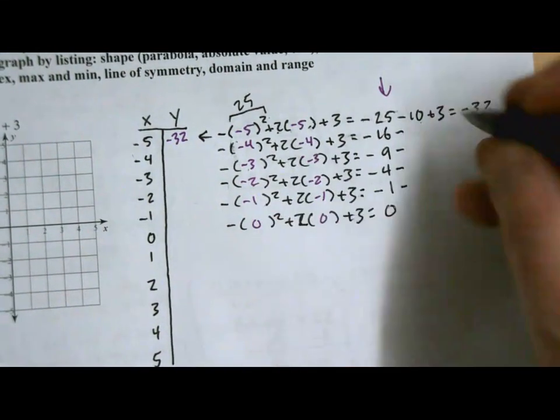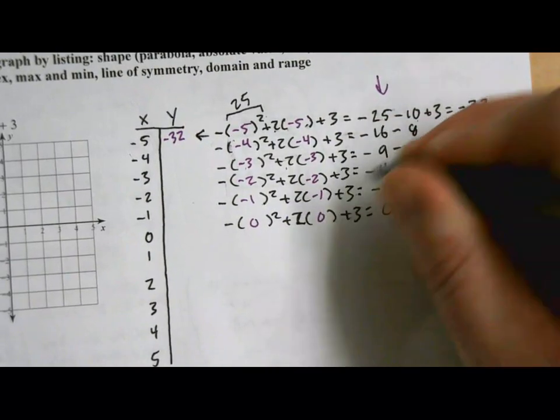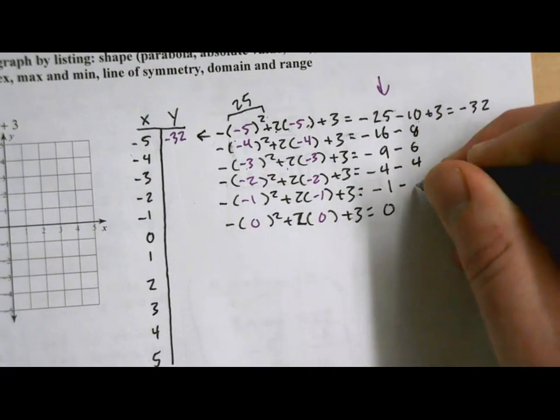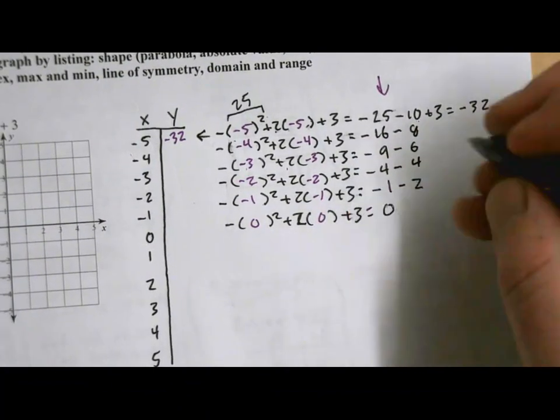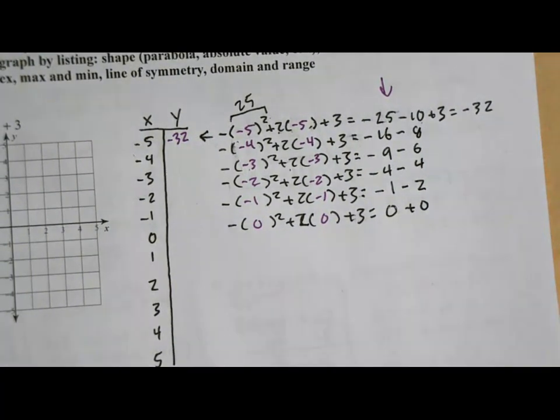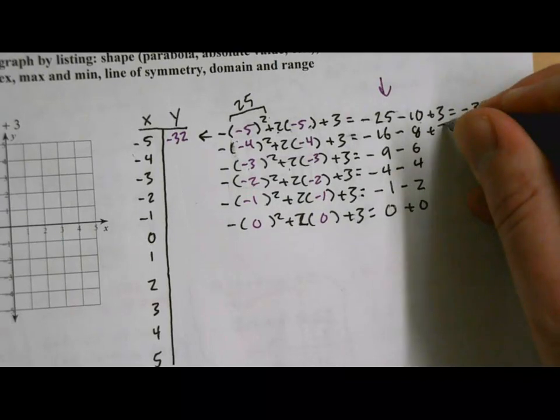2 times 4 is 8. 2 times negative 3 is minus 6. 2 times negative 2 is minus 4. 2 times negative 1 is minus 2. Here I got 2 times 0, that's just 0. And then I'm going to put my plus 3's on the end, and they all get a plus 3.